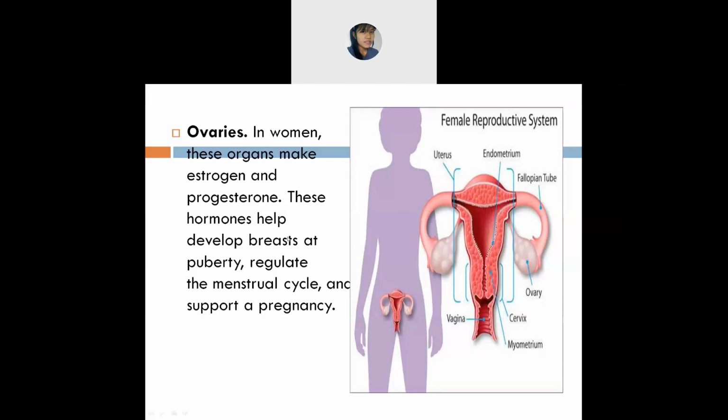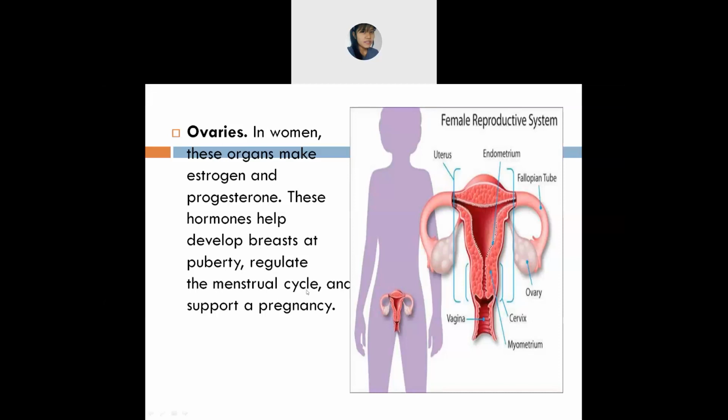So what is the function of these two hormones? They develop the breast. When a girl is just one or two years old, her breast size doesn't increase, isn't it? But with the help of estrogen, the size of the breast will increase. Understand? So this hormone is responsible for developing the breast at puberty.